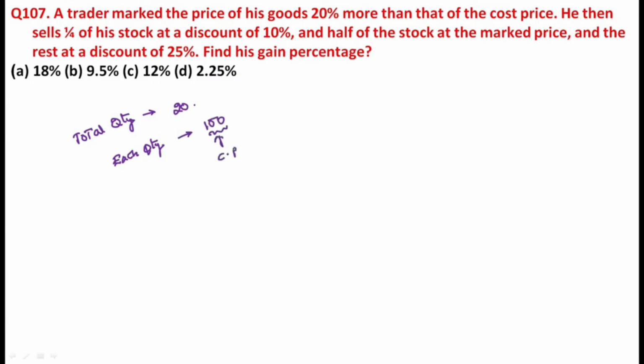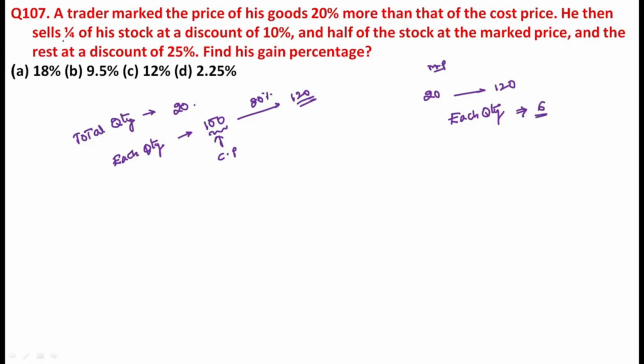So that is the cost price. Now it increases by 20%, so it becomes 120. Now see, for 20 quantities, the market price is equal to 120 each. Now each quantity value is exactly equal to 6. That is the first information you can get.